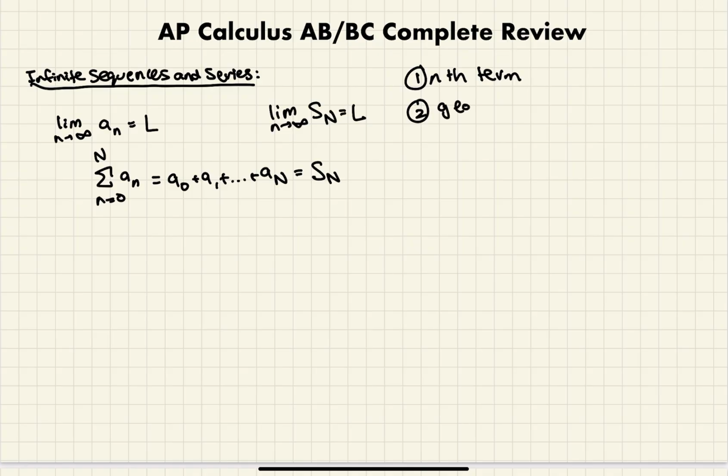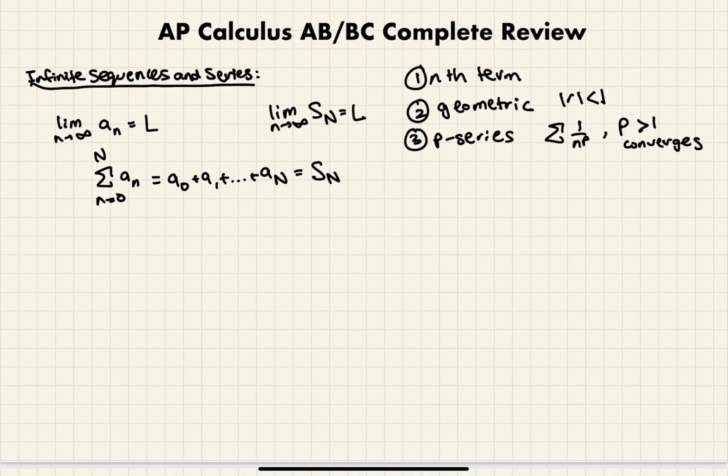Second test is the geometric series test. Basically, if the absolute value of r is less than 1 in a geometric series, then it converges. If it's not, then it diverges. Third is the p-series. A p-series is just in the form of the sum of 1 over n to the power of p. If p is greater than 1, it converges. If it's less than or equal to 1, it diverges.